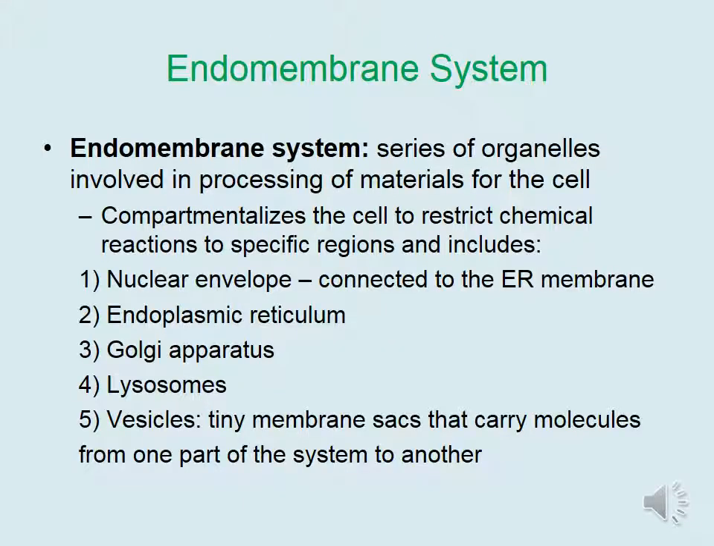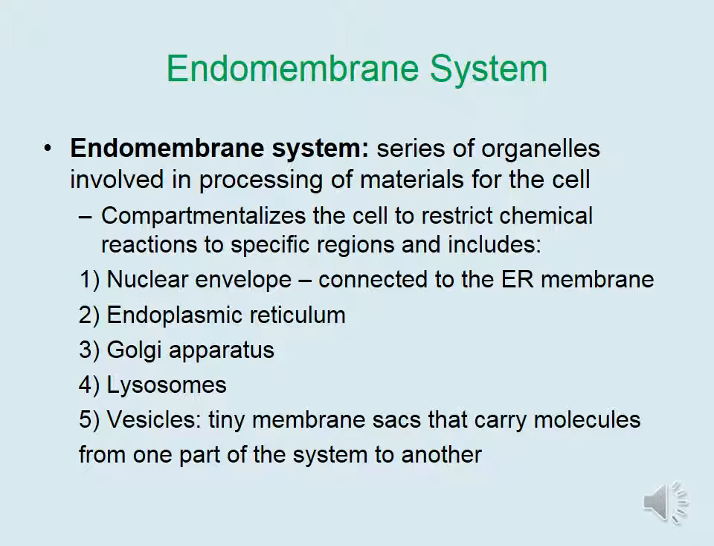Here we start discussing the specific organelles found in eukaryotic cells. The endomembrane system is a series of organelles involved in processing of materials for the cell. Endo means internal, so this refers to an internal series of membranes. What the endomembrane system does is it breaks the cells into compartments to restrict chemical reactions to specific regions.